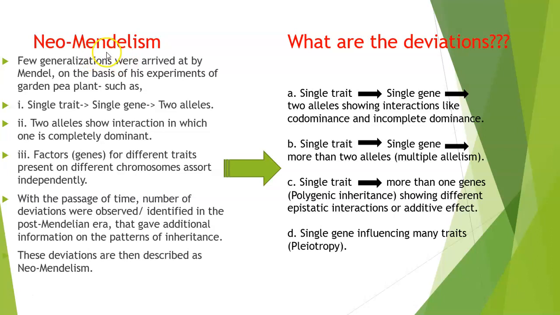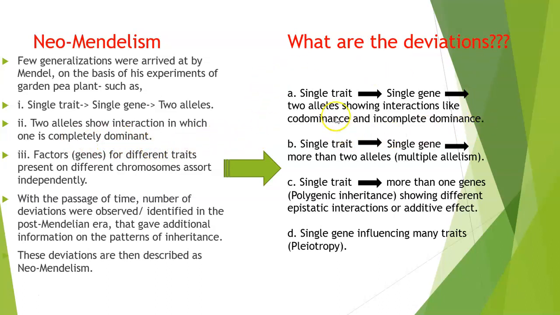These deviations from Mendel's law are also called neo-Mendelism. Before we get on to neo-Mendelism, let us recall a few generalizations which were arrived at by Mendel on the basis of his experiments on the garden pea plant. The first one: you have a single trait, a single gene is responsible for the inheritance of that trait, and you have two alleles for that trait. These two alleles show interaction in which one is completely dominant. If you remember, with this we are talking about the law of dominance.